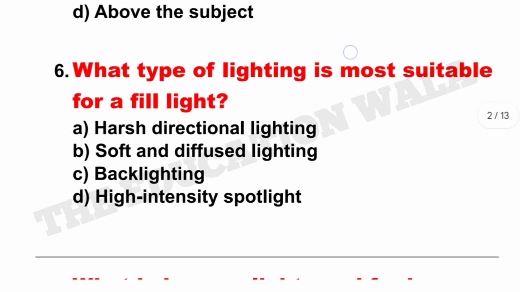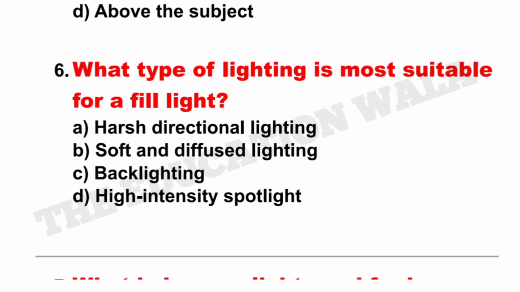Question number 6. What type of lighting is most suitable for a fill light? Option A: harsh directional lighting. Option B: soft and diffused lighting. Option C: backlighting. Option D: high intensity spotlight. The right answer is soft and diffused lighting.